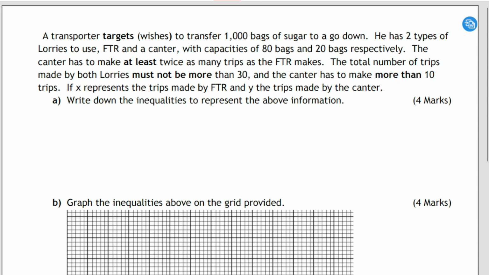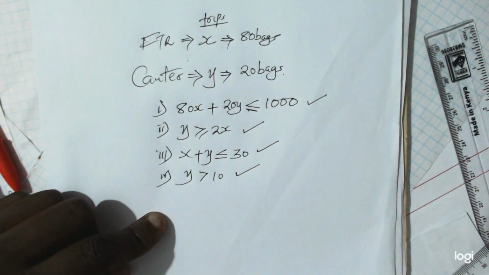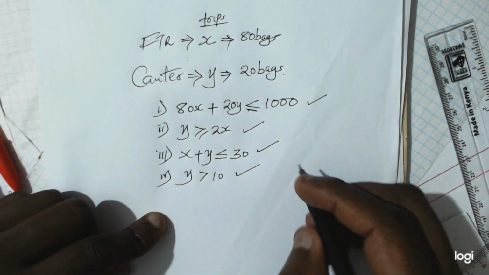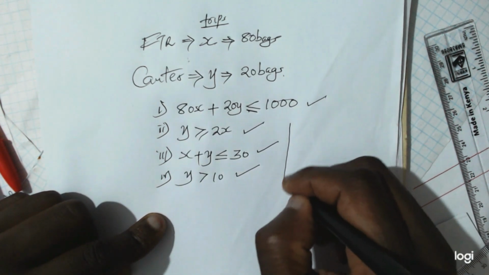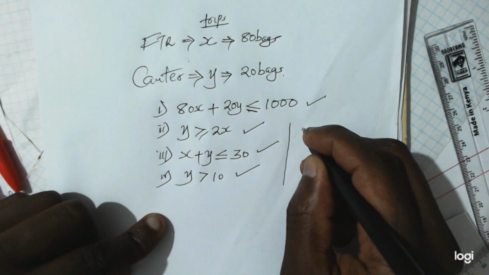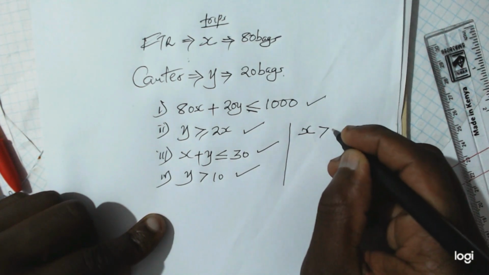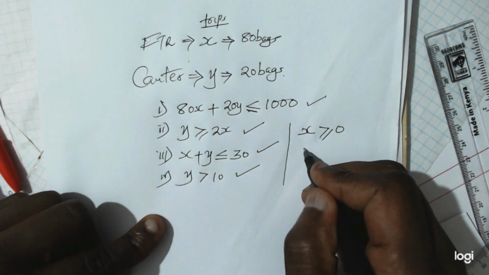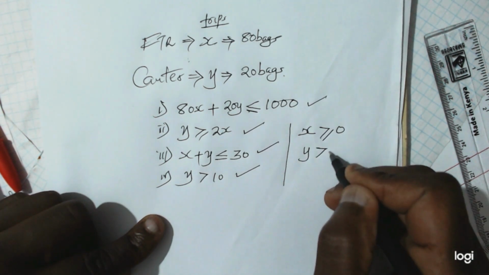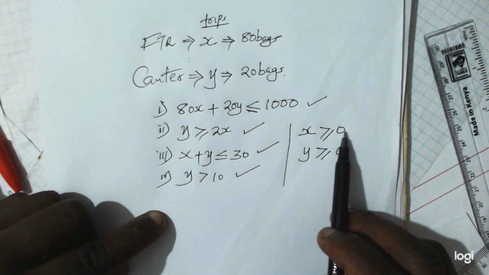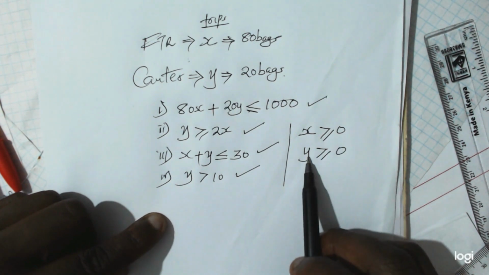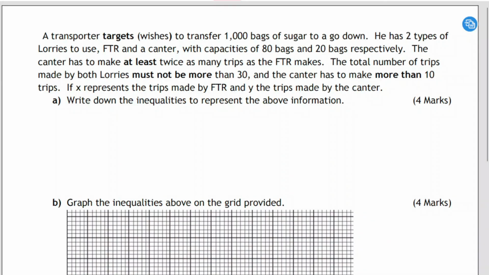Then you can add others because we are dealing with the number of trips. They should be non-negative. The number of trips made by the FTR and the counter should be non-negative. So you can add that x, the number of trips made by the FTR, should be greater than or equal to 0. Then y should be greater than or equal to 0. They should be non-negatives. So you can add these. They're also very important. After doing that, we're supposed to graph the inequalities on the grid provided.